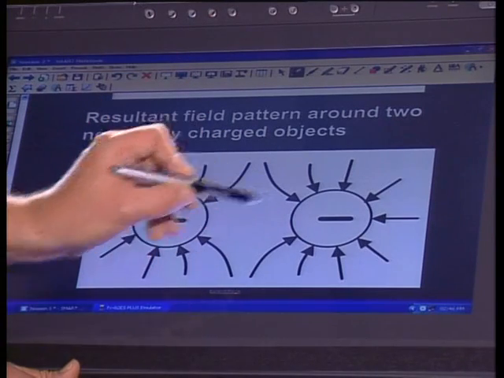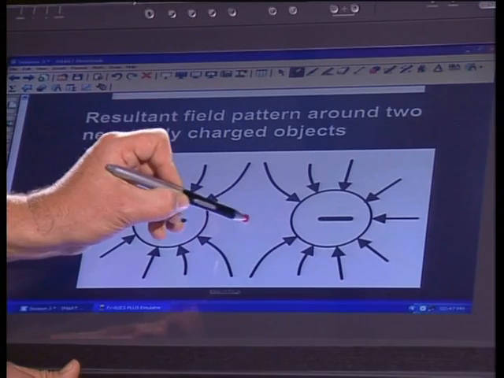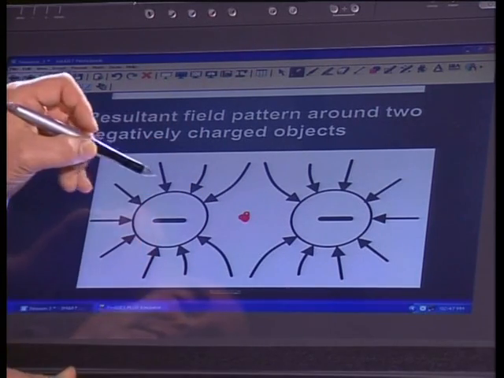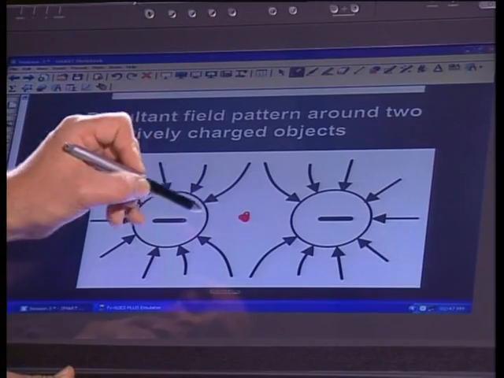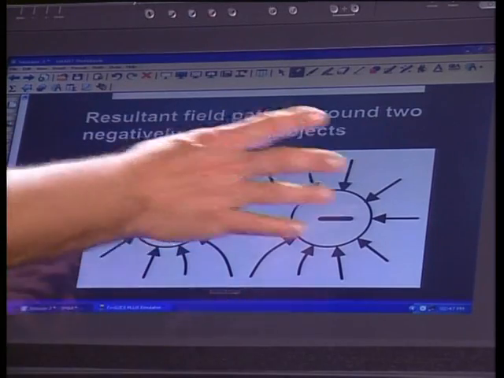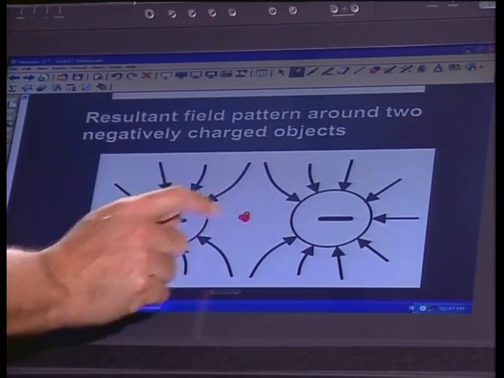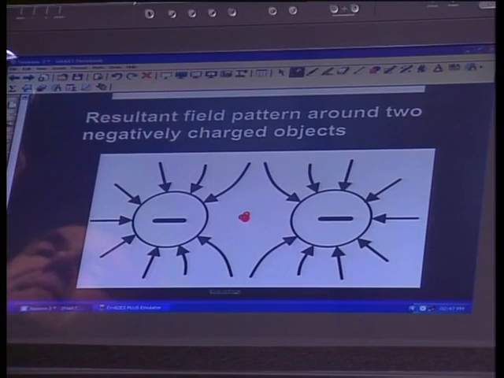Similarly here, notice the field line pattern around two negatively charged objects. The field line pattern now is inwards, but there's also this region of space here where the fields are not going to experience a force. A little positive charge here is going to be pulled this way and that way, so there is a resultant of 0 force on that charge at that very particular point.